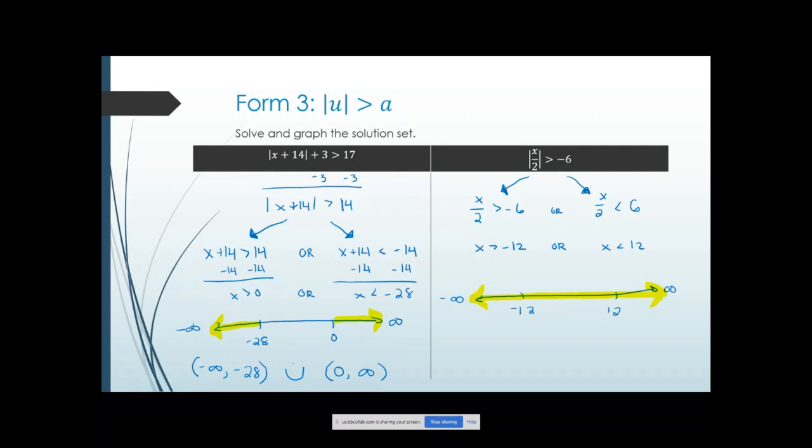Well, now everything is highlighted. So that means our whole number line is the solution. So in interval notation, it says -infinity to infinity, because our left endpoint is -infinity, our right endpoint is infinity. So the whole number line is the solution. This is all real numbers for the solution.